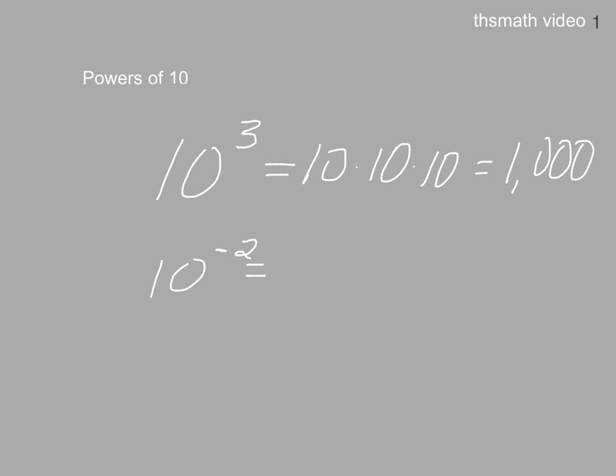Now we haven't talked about negative exponents, but 10 to the negative 2 power is going to be equal to 1 over 10 times 10, which is 1 over 100, or 0.01. For the sake of this video, we will only be dealing with powers of 10 that are greater than 1. So things like the top example here.